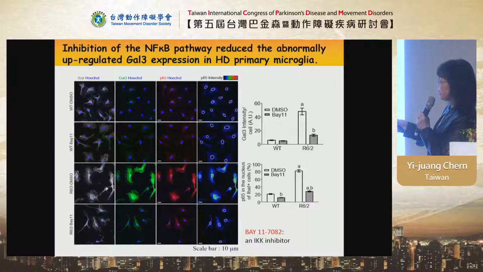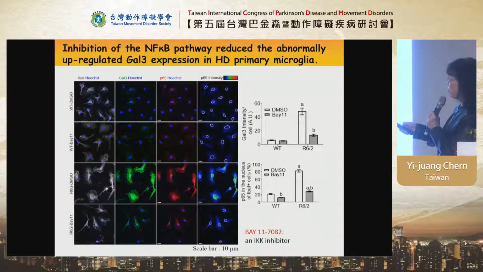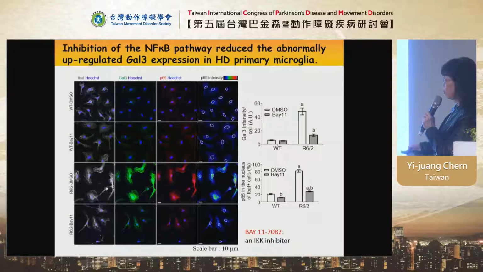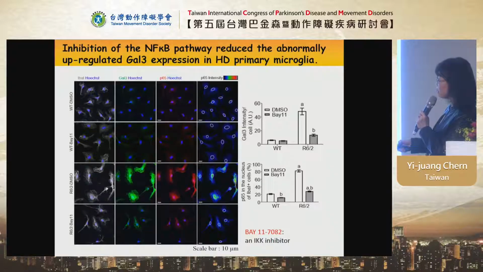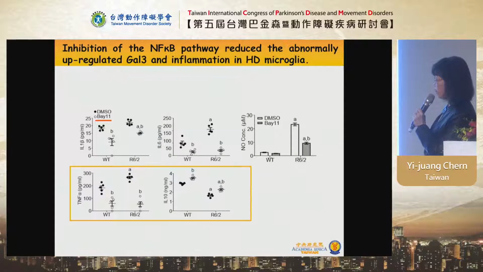So let's look at the image. In the brains, in the microglia of wild-type animals, there is almost no galectin-3. And the level is extremely high in Huntington's microglia and is significantly suppressed by the NF-kappa B inhibitor, indicating that, yes, this is an NF-kappa B dependent pathway. Is that related to neuroinflammation?